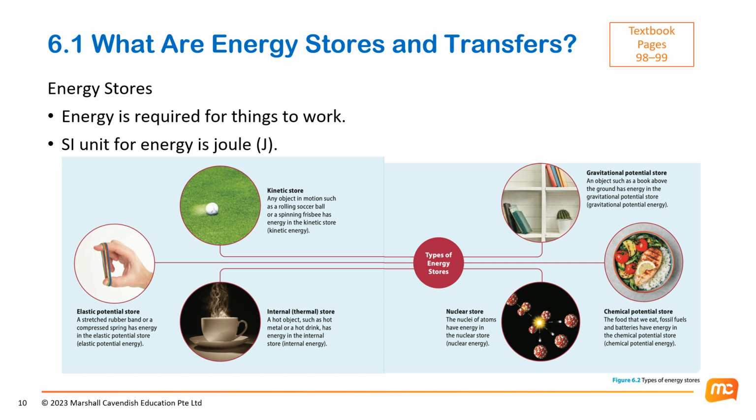So there are three energy stores on the left. You will see over here the kinetic store, which is associated with movement, the elastic potential store, which is associated with objects which are being stretched or compressed, the internal store, which we covered in chapter 7, which is the energy associated with the heat of an object, the gravitational potential store, which is associated with something being lifted off the surface of the earth, the chemical potential store, which is associated with the energy in the bonds of each of the chemicals, and the nuclear store, which is energy in the nuclei of atoms.